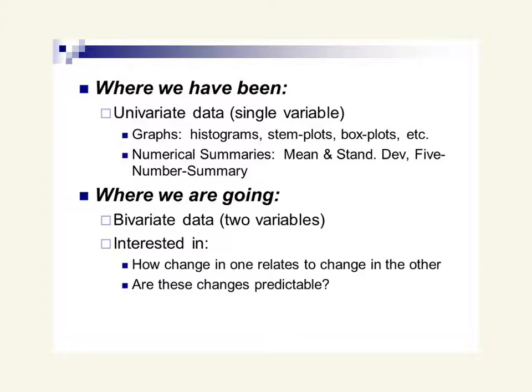Looking at two variables at the same time. Ultimately what we're interested in is how does a change in one variable relate to change in another. And ultimately what we want to decide is, are these changes predictable? And can we create a mathematical model to actually make predictions of how a variable will respond to changes in another? All right, so let's begin with some important terms here.